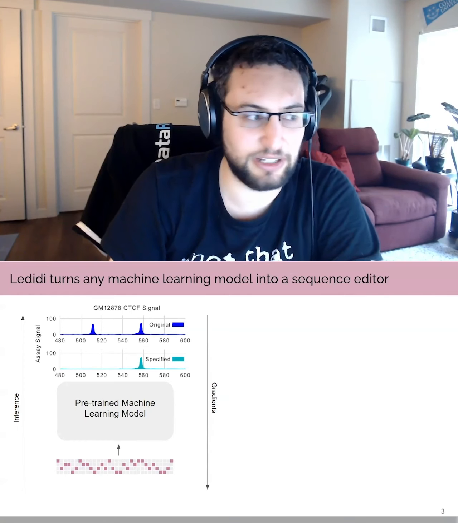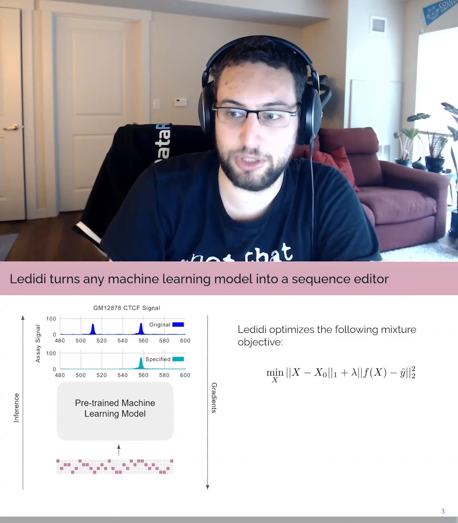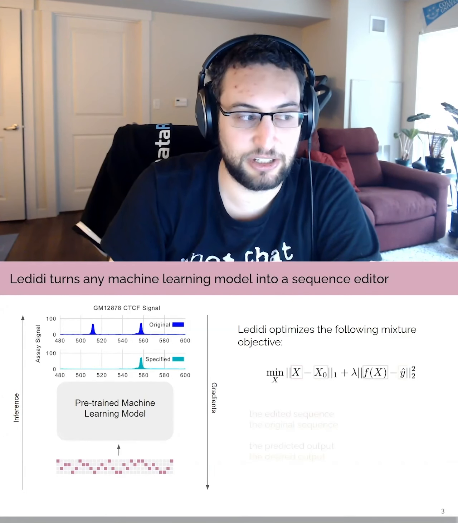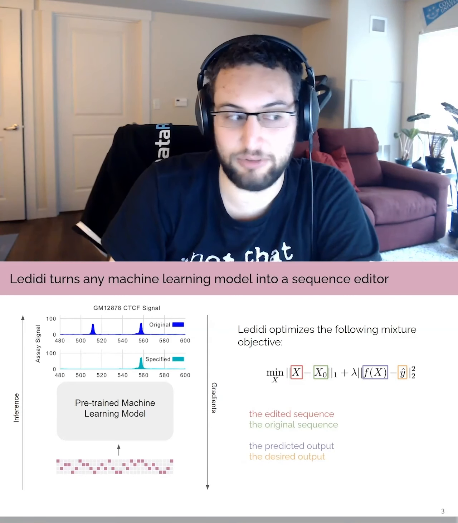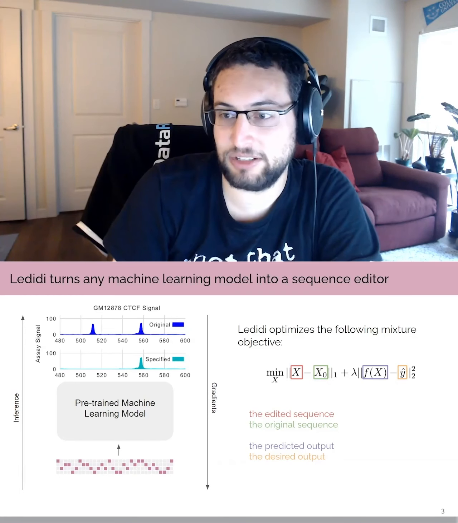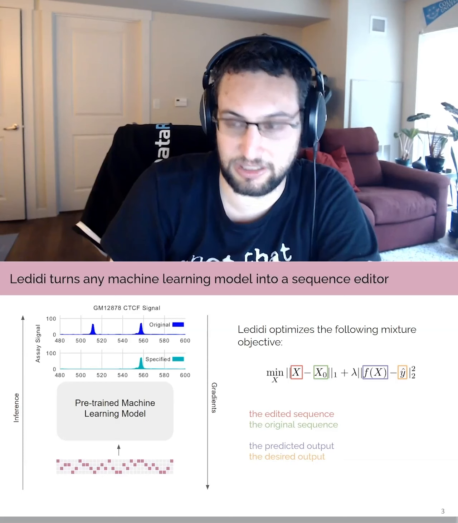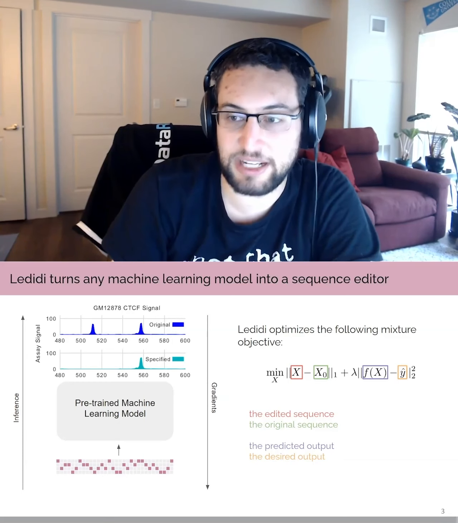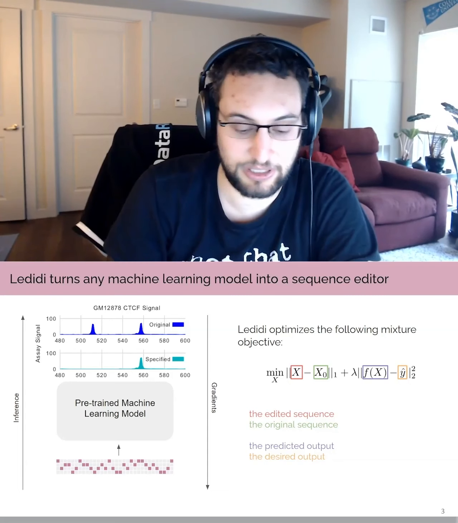So specifically, what Ledidi optimizes is this objective, which is made up of two terms. On the left-hand side, you have the terms related to the number of edits made in the sequence. You have your original sequence X0 and your edited sequence X. And what you're trying to do is make the minimum number of edits that give you the desired output. On the right-hand side, you have your functional output or the outcome output.